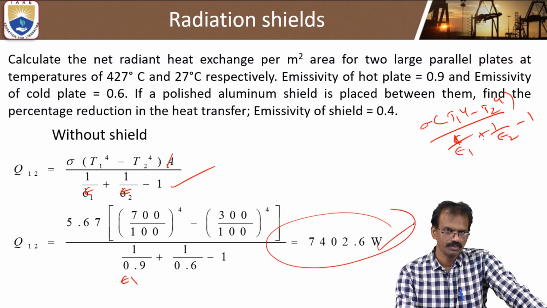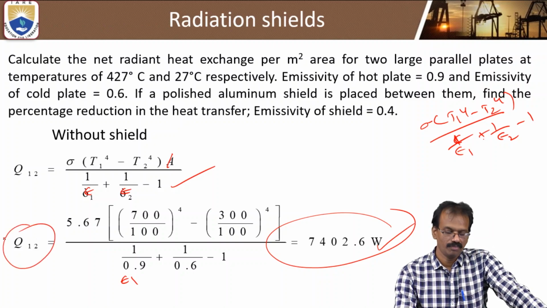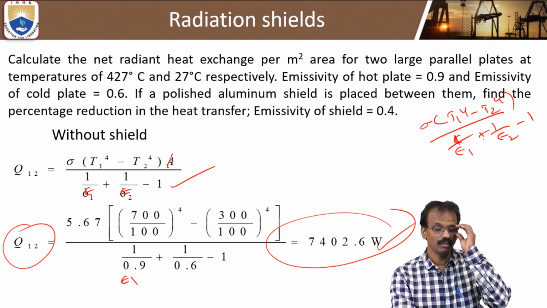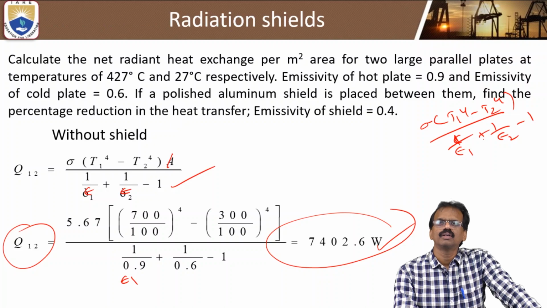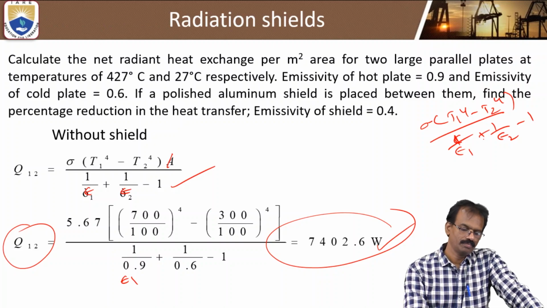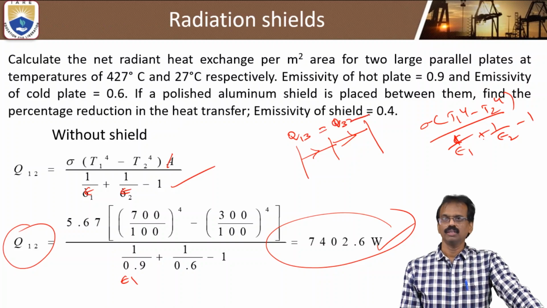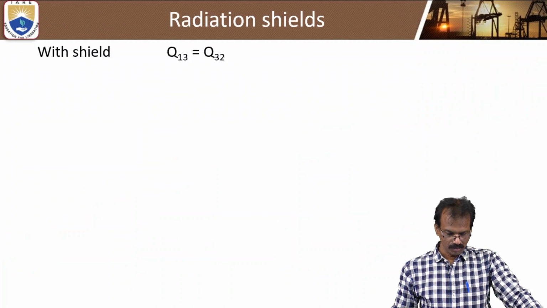So this is the value. It means the rate of heat transfer between the two plates without shield, the value is equal to like this. Then we will find the rate of heat transfer between the two plates with shield. With shield means from surface 1 to surface 3 and surface 3 to surface 2. So here the rates of heat transfer are the same. So Q13 is equal to Q32.